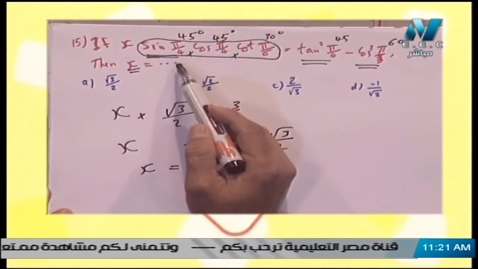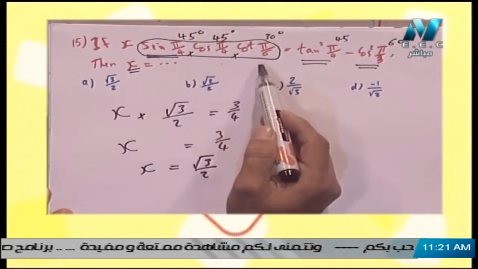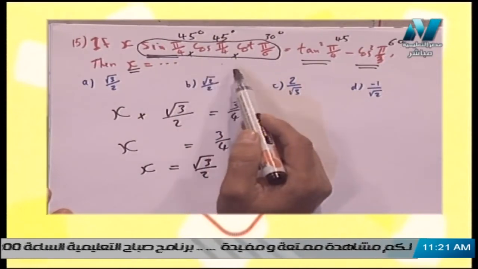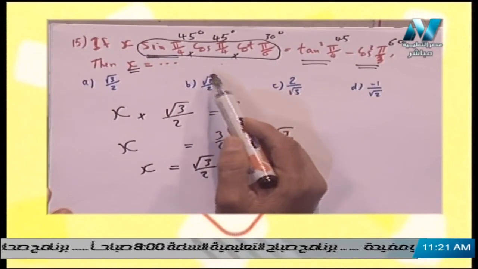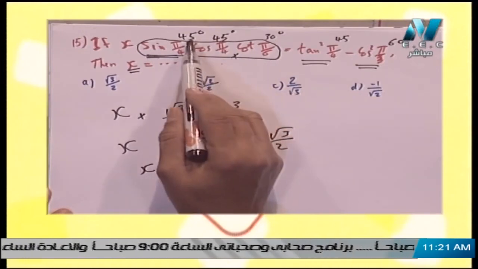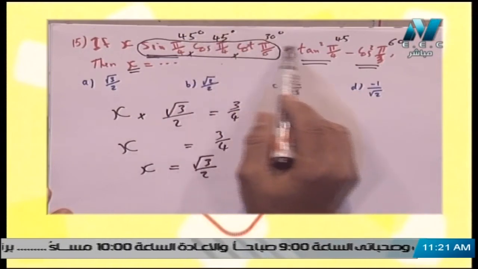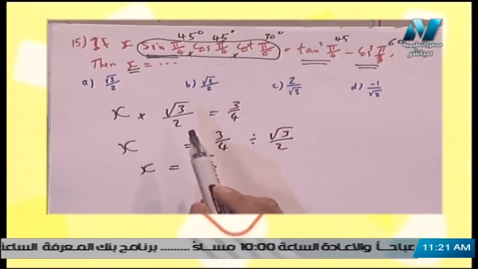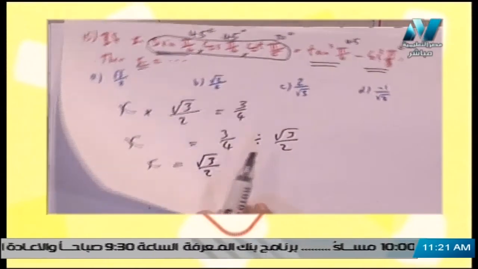You can use pi over 4 itself and pi over 6 if you convert your calculator to radians. But if it's degrees, you use 45 degrees, 45, 30, and so on. Okay, let's move, my dear students, to another question. We have question number 16.